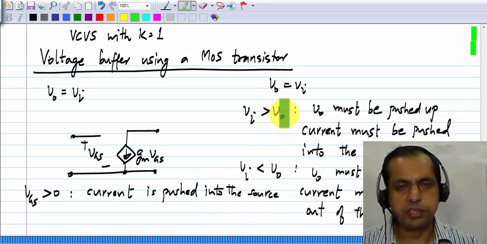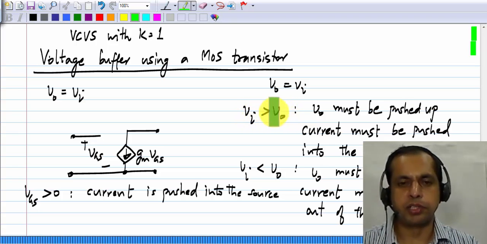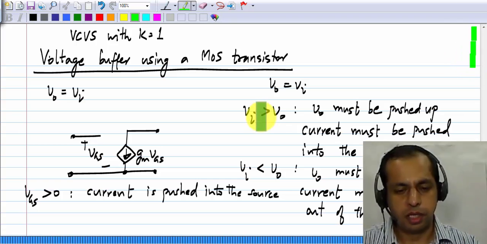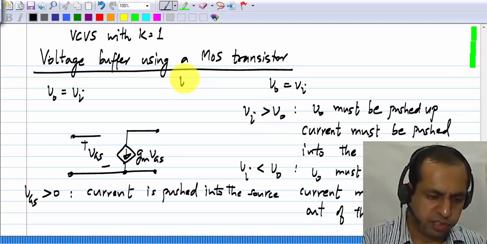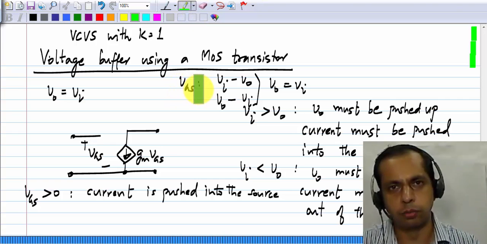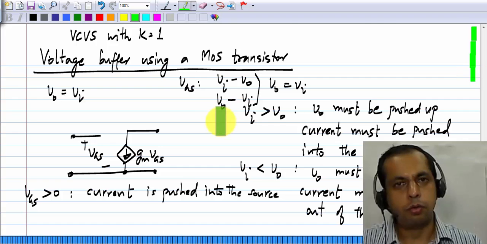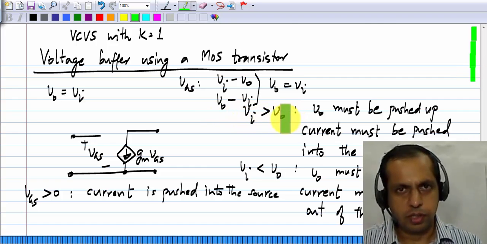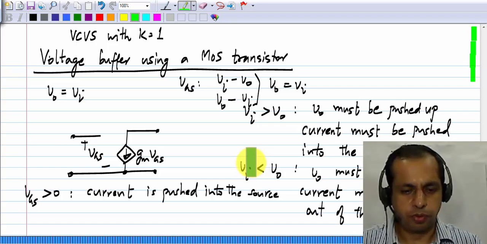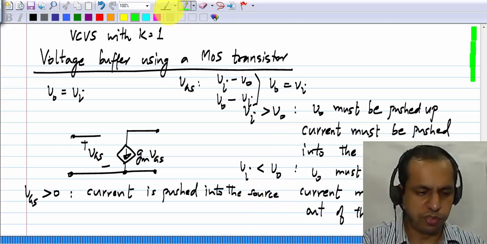Remember, V0 is the output voltage. So output voltage must be part of the comparison. What I mean is, we are comparing the input voltage to the output voltage. So VGS must be either Vi minus V0 or V0 minus Vi. Any of these things is possible. VGS is comparing the gate voltage to the source voltage, so it must be whatever we want to compare. When Vi minus V0 is more than 0, then current must be pushed into the output node. And here you see that if VGS is greater than 0, current is pushed into the source of the MOS transistor.